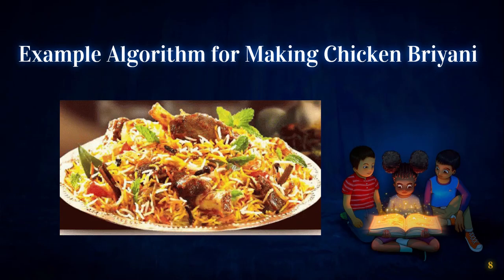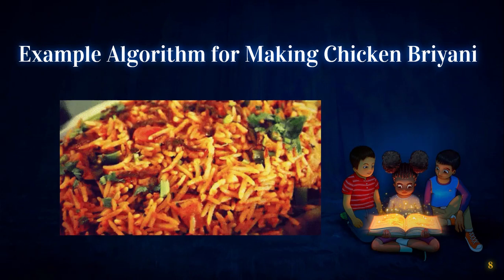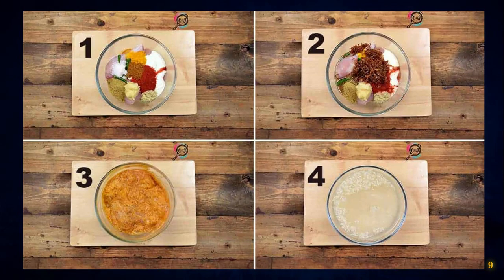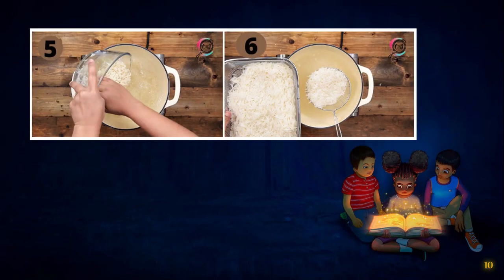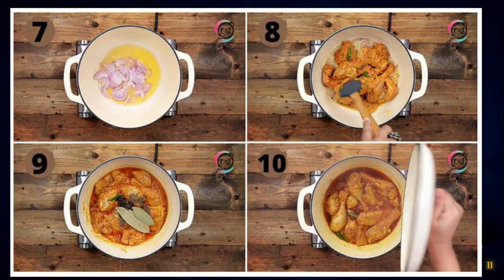For example, this is a bit funny: an example algorithm for making biryani. The very first step, we have to collect the ingredients. The second step, we put them into the bowl. The third, we stir it properly so that we get a nice combination. The fourth, we prepare the rice. The fifth, soaking it. The sixth, we replace it into a new container and remove the water. And the seventh, making the other things.